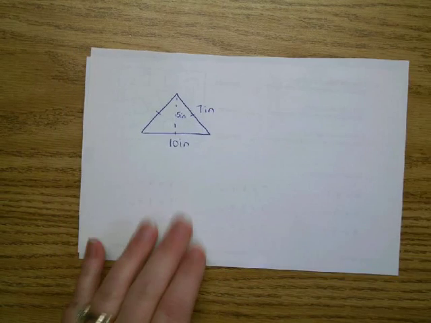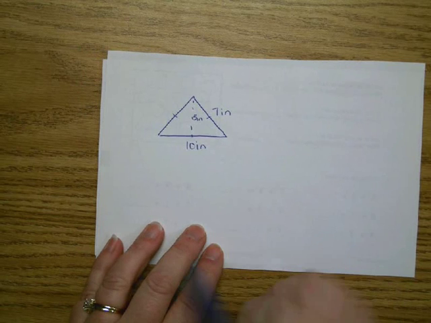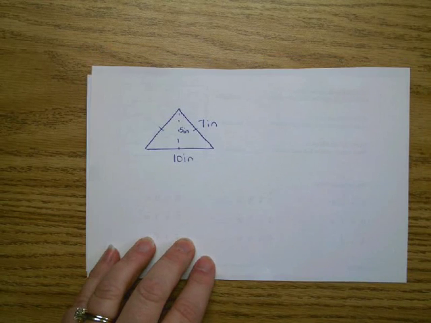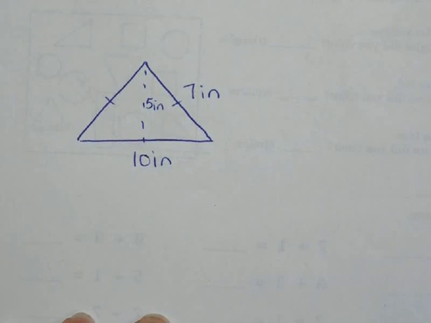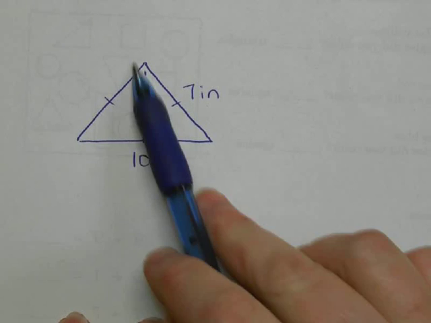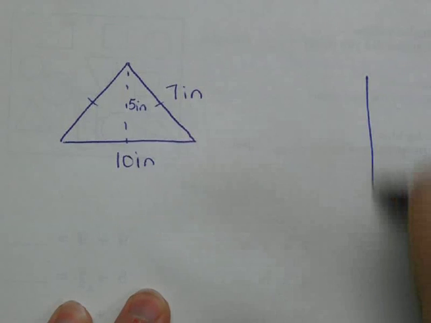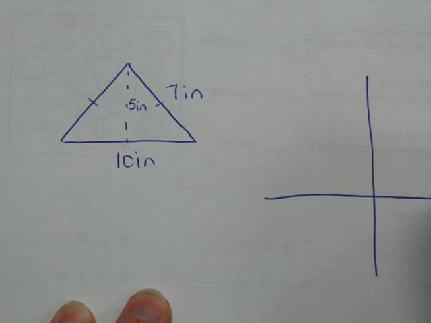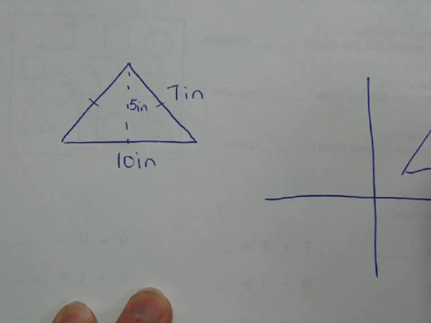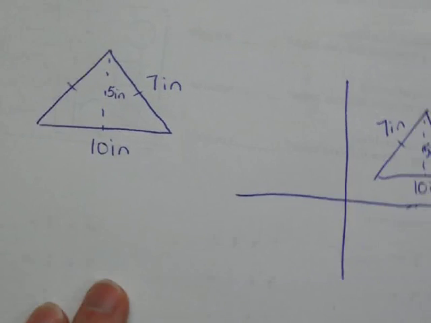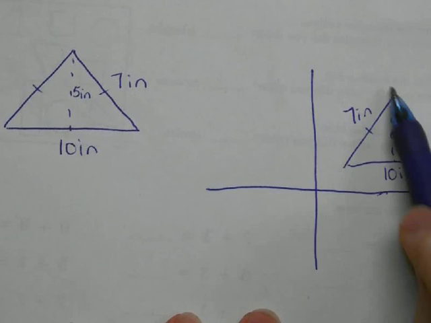Look at this one. This one, our height is not one of the sides. The height is actually inside of the triangle. So if I use my quad and draw a quick picture, I've got my triangle here. I've got 10 inches, and my height here inside is 5 inches, and then the outside is 7 inches. I don't really actually need this side on there at all.